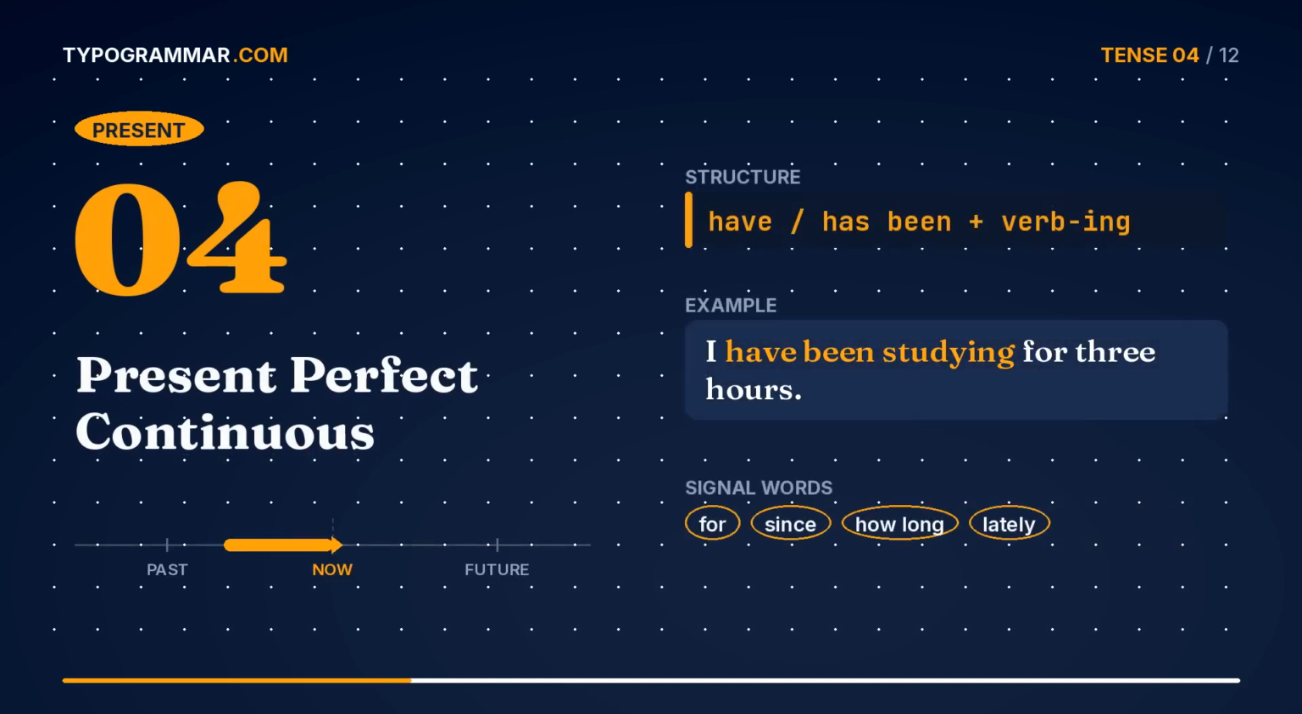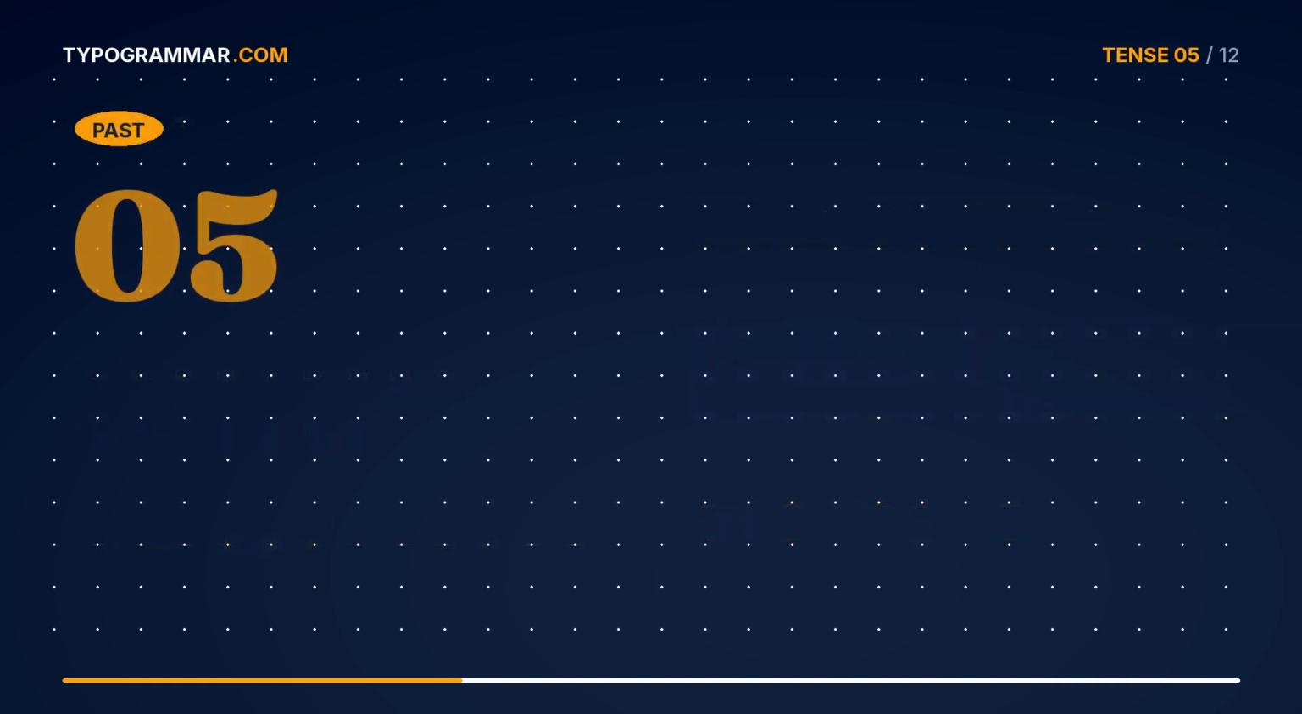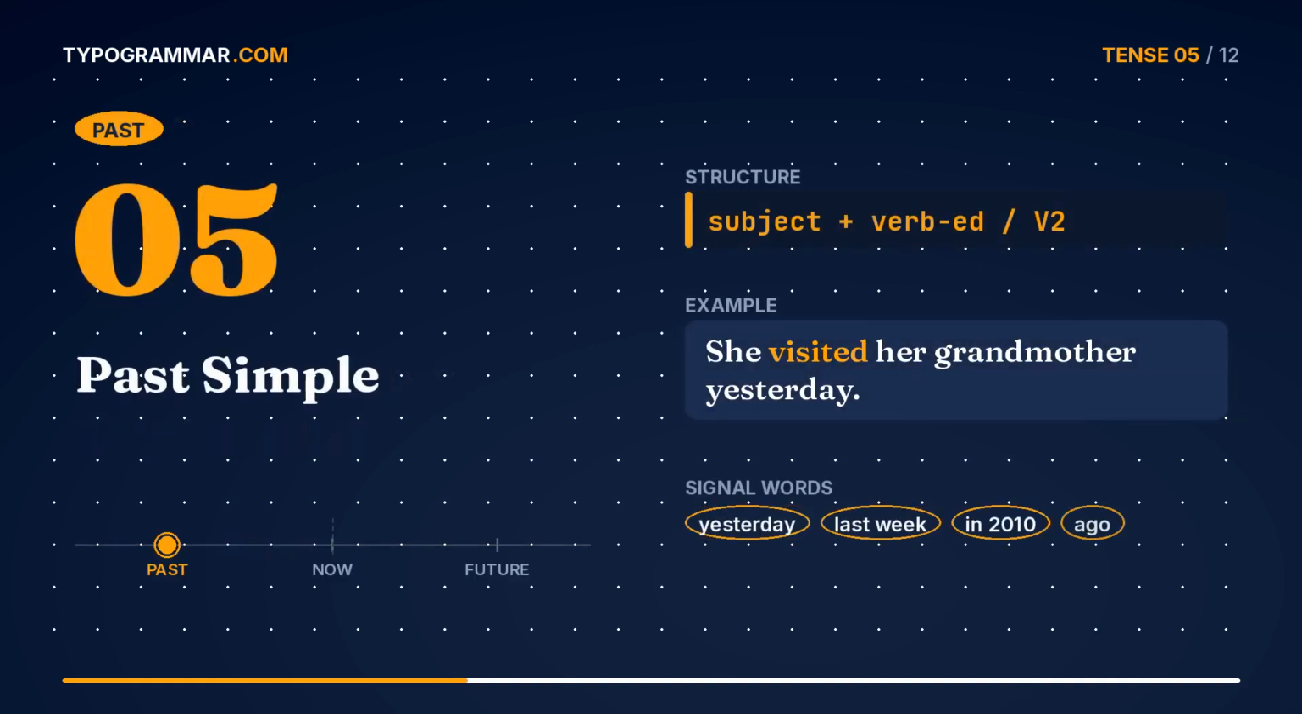Tense number 4, the present perfect continuous. This one focuses on the duration of an action that started in the past and is still continuing now. The structure is have or has been, plus the verb with ing. For example, I have been studying for 3 hours. It has been raining since morning. Signal words include for, since, how long, and lately. Use it whenever you want to stress how long something has been happening.